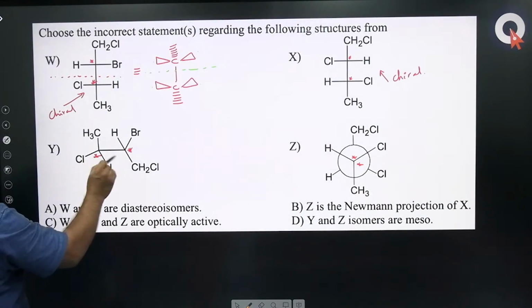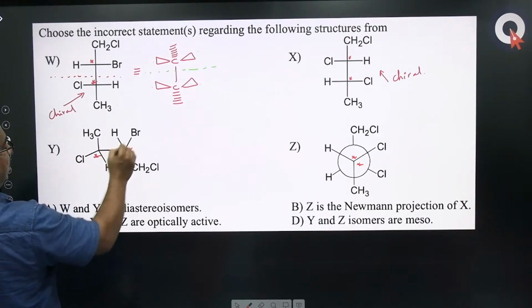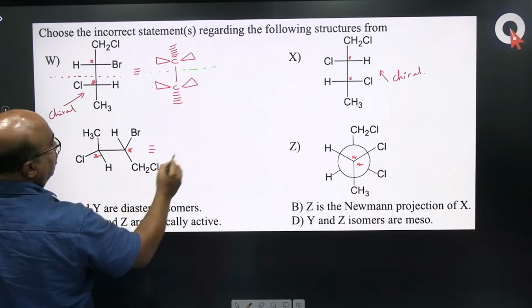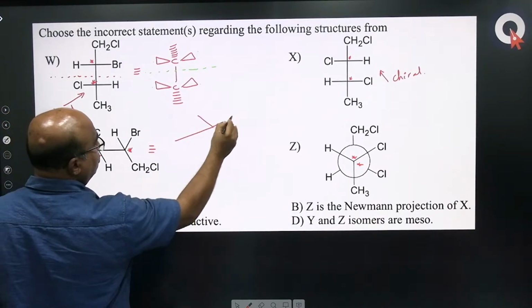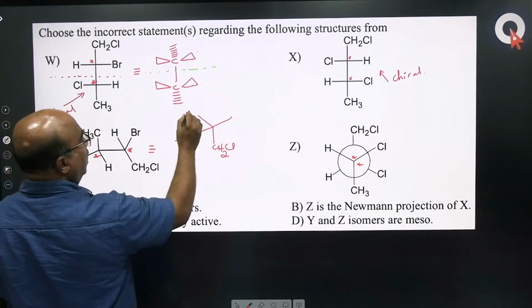So at this carbon, now what we try to do is, this carbon is, let us say, like a Y shape, this compound was like this, CH2Cl and H and Br.